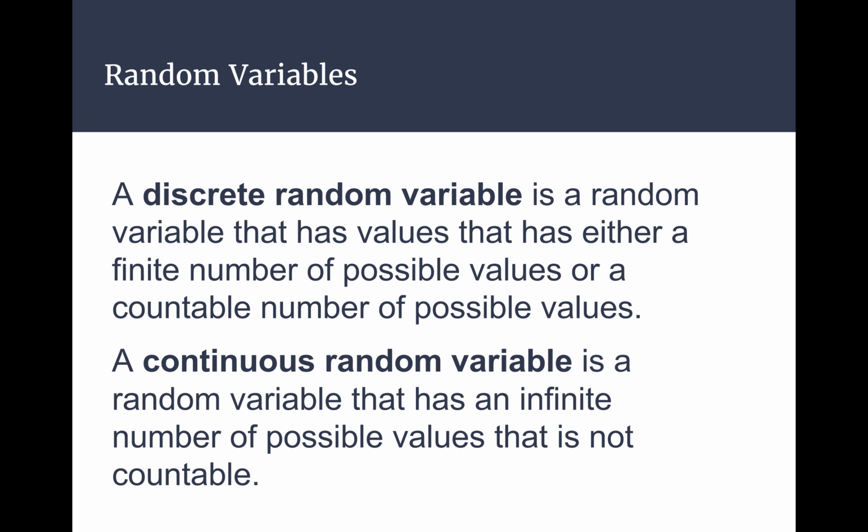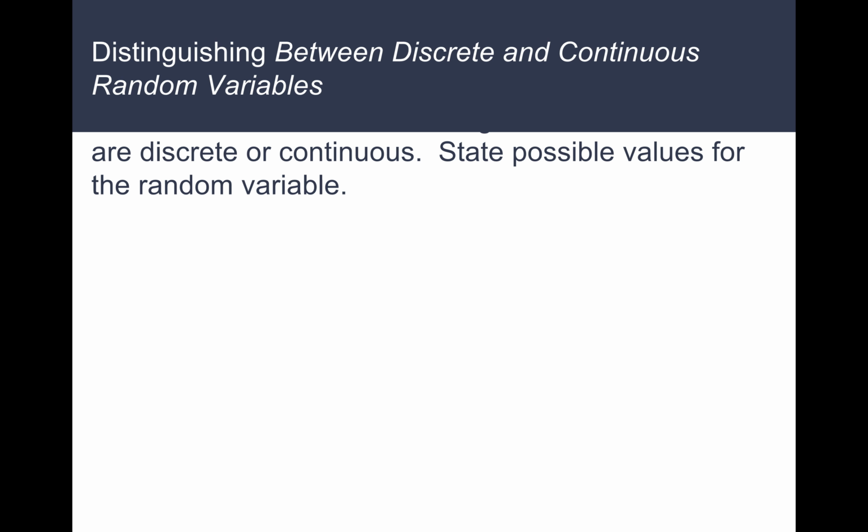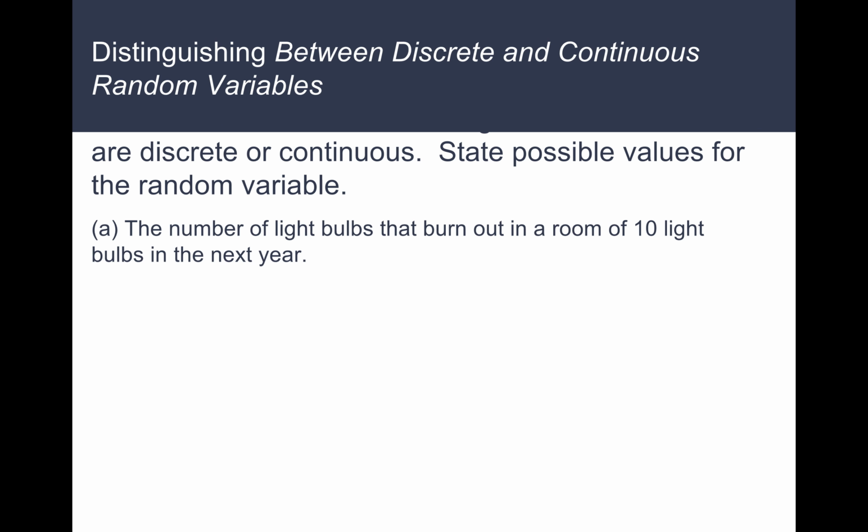If it's something I really need to measure, like time, weight, or height, those are continuous random variables, and they have an infinite number of possible values that is not countable. So let's look at some examples. We're going to figure out whether or not these variables are discrete or continuous.